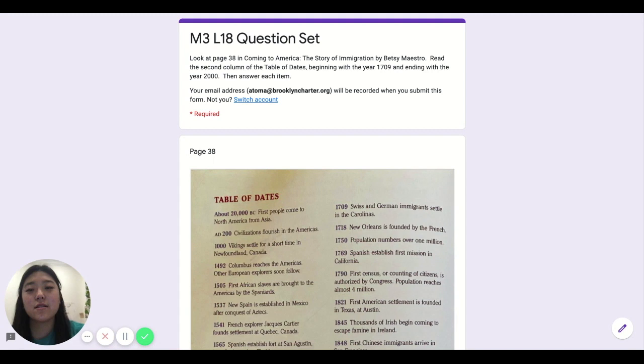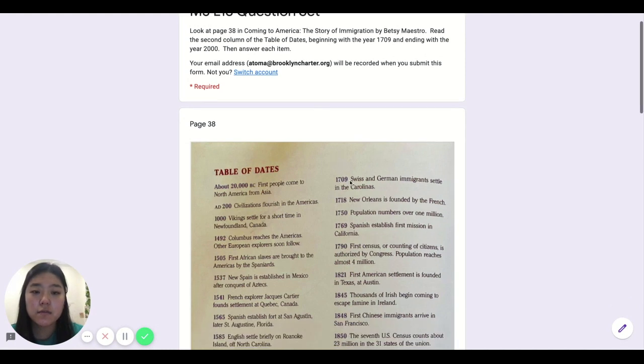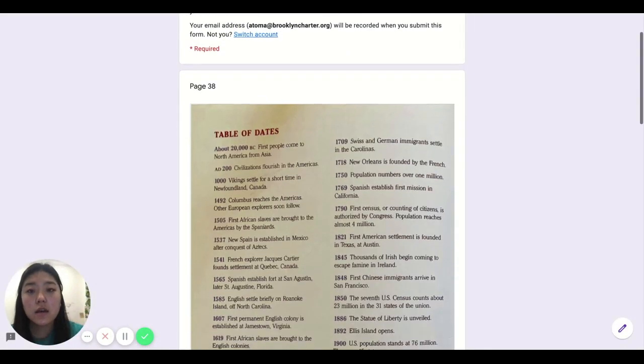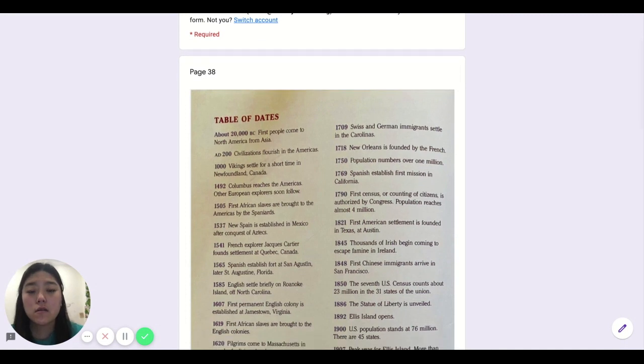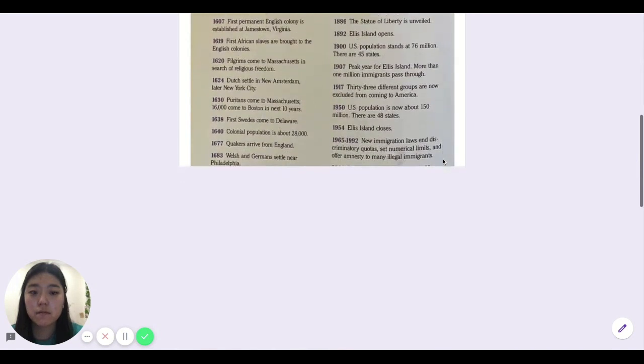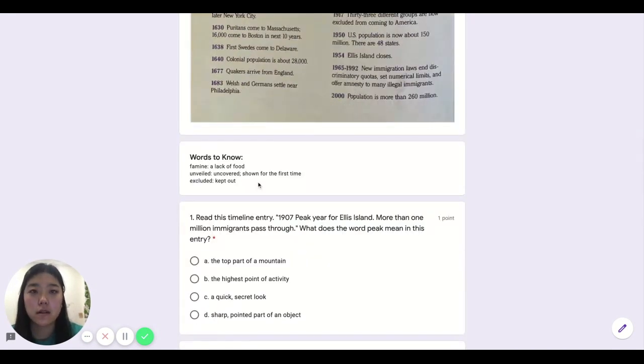Finally, last but not least, your lesson 18 question set. You're going to be looking at page 38 in Coming to America. You need to reread the second column of the table of dates, beginning from 1709, ending with the year 2000, and answer the following questions. If you want to hear this being read aloud again, I'll put the minute and second in the description of the YouTube video so that you can click on that and re-listen to this part of the page. But I'm going to read you the questions out loud as well as the vocabulary text box.